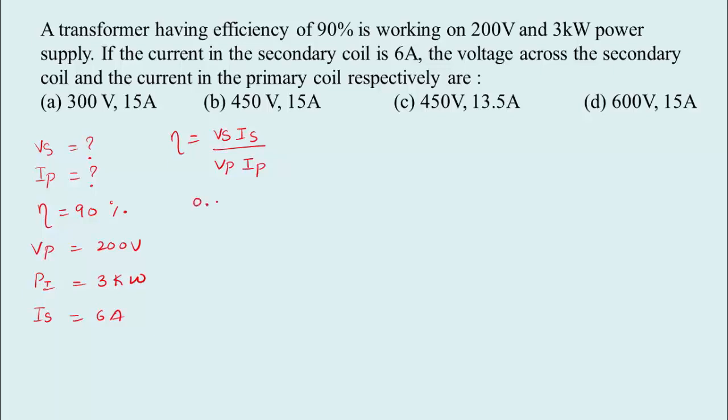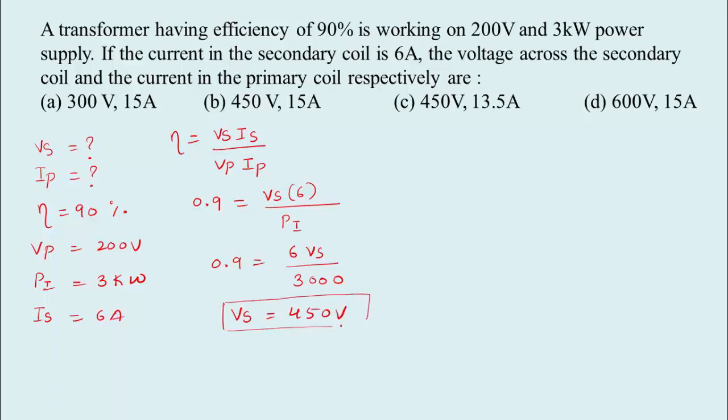Efficiency is given as 90%, which is equal to 0.9. Current across secondary is 6 ampere, divided by Vp Ip, which is equal to input power, right? So we can write 0.9 equal to 6 into Vs divided by input power, which is directly given as 3 kilowatt, that is 3000. So we will get Vs equal to 450 volt. This is the voltage across the secondary. Now we have to calculate current across the primary.